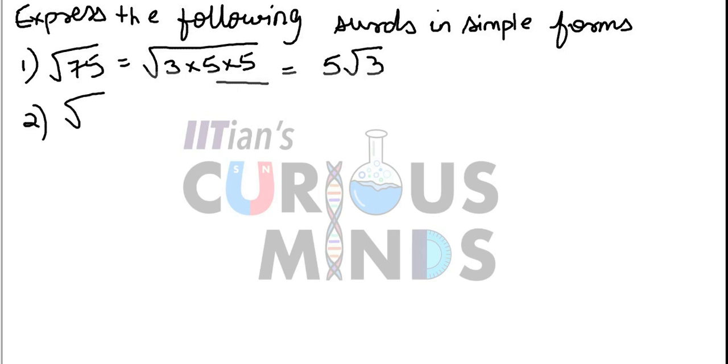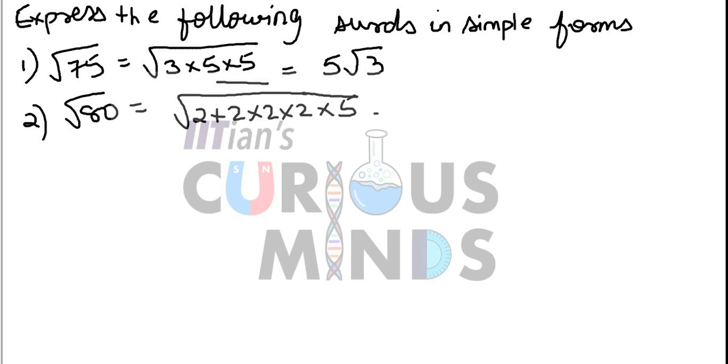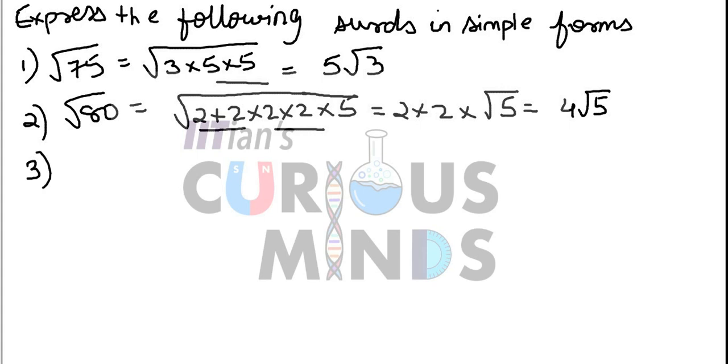Subpart 2. Root 80. Root 80 can be written as 2 into 2 into 2 into 2 into 5, which is, since the 2 is common 2 times, we'll write 2 into 2 into root 5, which is 4 root 5.